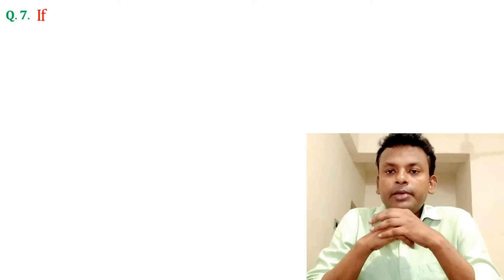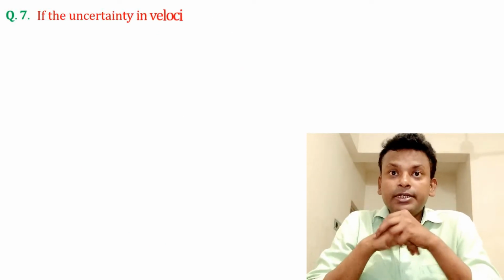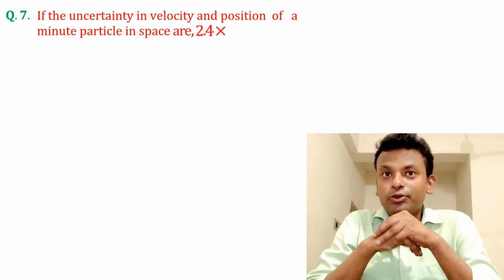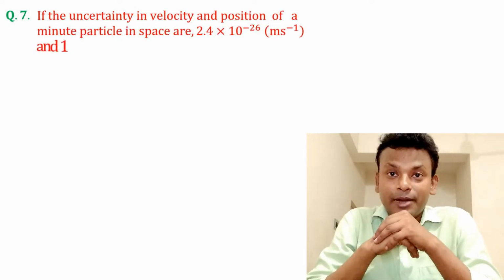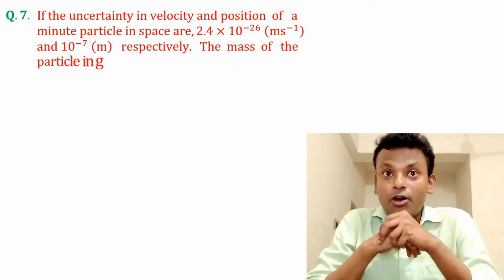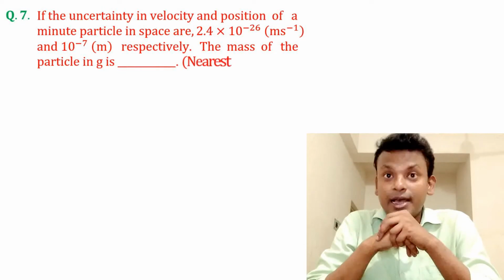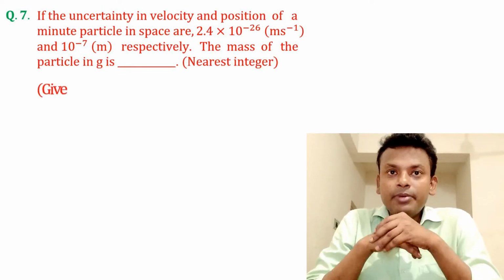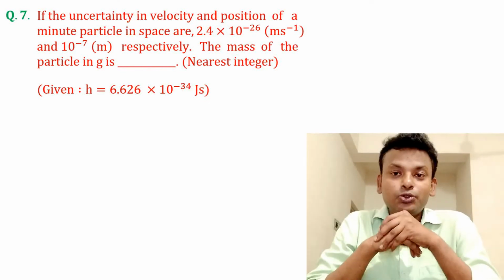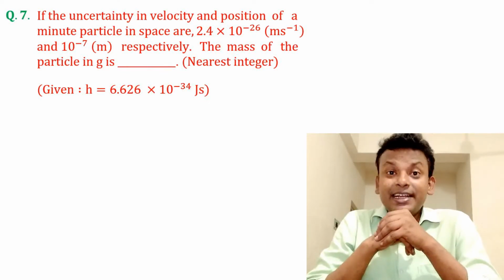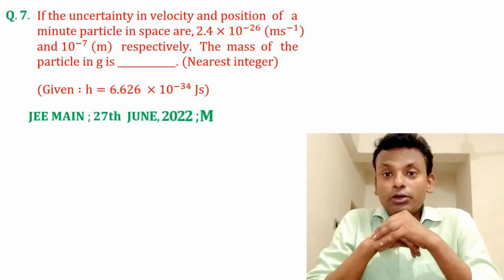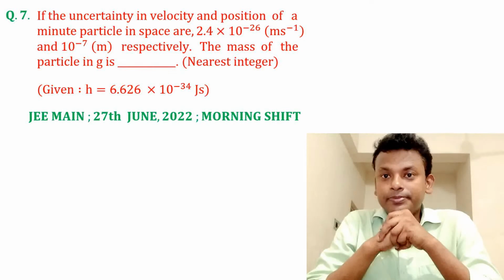Question number 7. If the uncertainty in velocity and position of a minute particle in space are 2.4 × 10^-26 meter per second and 10^-7 meter respectively, the mass of the particle in gram is dash, that is nearest integer. Given h equals 6.626 × 10^-34 joule second. This question was set in JEE Main 27th June 2022 morning shift.